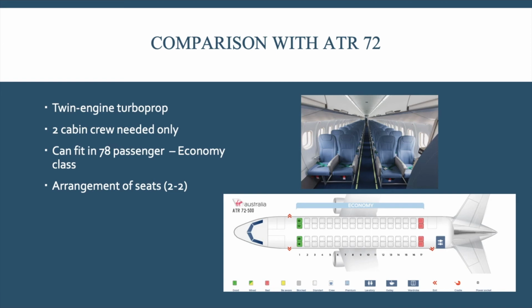Okay, next is the comparison with ATR-72. ATR-72 has twin engine turboprop. It needs only two cabin crew. It can also fit 78 passengers in economy class. And the arrangement of the seats is 2-2.